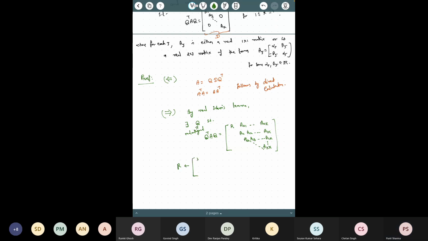is an upper triangular matrix, where R is upper triangular, because the entries corresponding to the diagonal of R are corresponding to 1 cross 1 blocks. So they are corresponding to real eigenvalues. So this is a real matrix of size P cross P. So this is upper triangular, and this Aij, for all Ij, they are real matrices of size 2 cross 2.